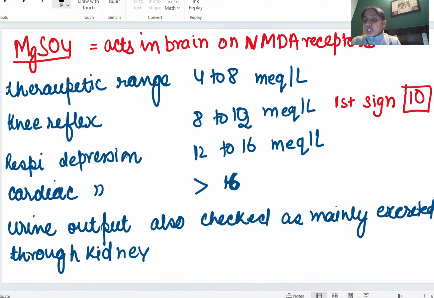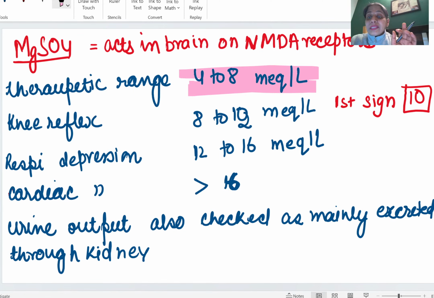Now the questions on mag sulfate. Please listen carefully. Mag sulfate has a very narrow therapeutic range. What is its range? It is just a 4 table, 4 to 8. Narrow therapeutic range, it is 4 to 8.